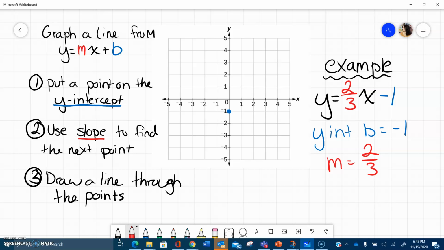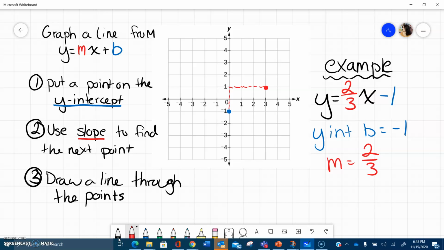So my slope is a rise of 2. So I'll do little lines. It's a rise of 2, so up 1, up 2, and a run of 3: 1, 2, 3. So then my next point is at (3, 1).